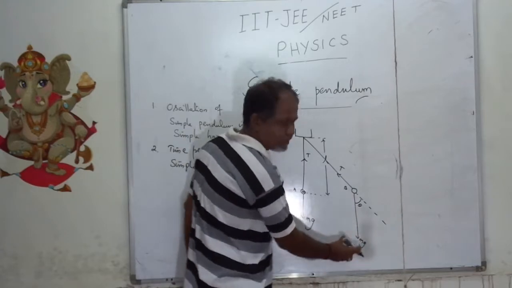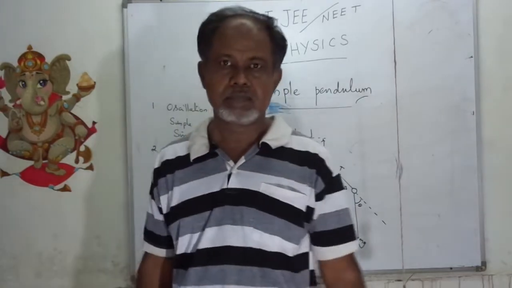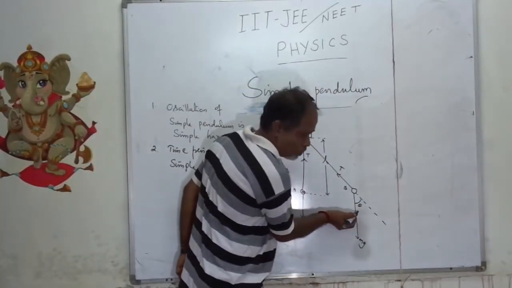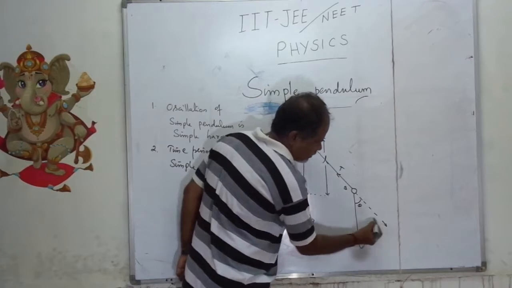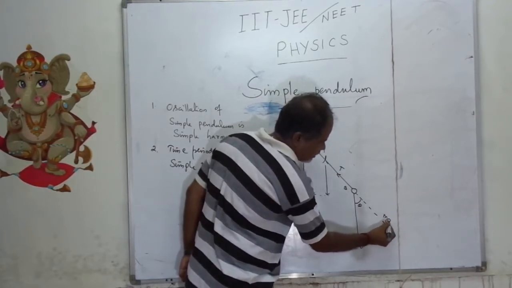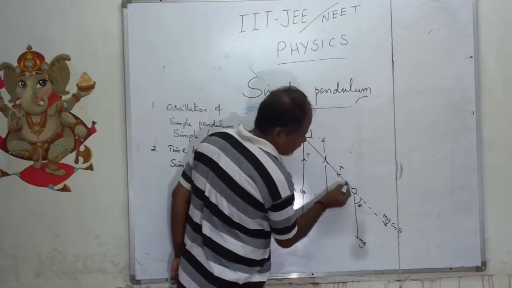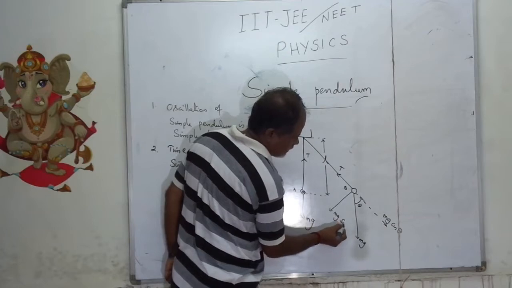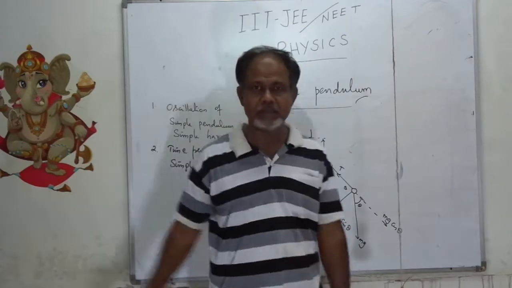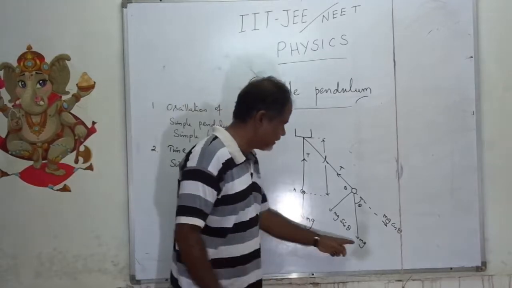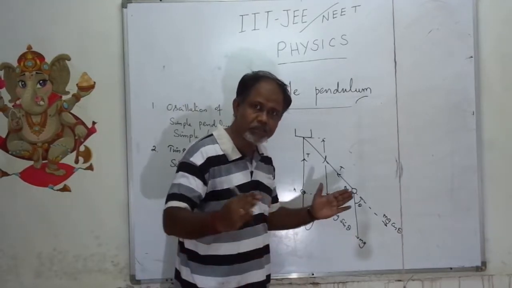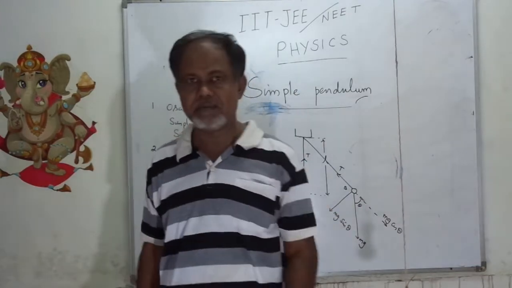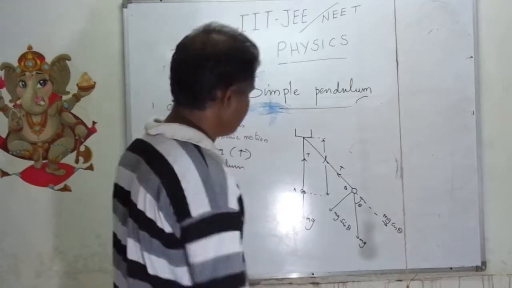Then this mg can be divided into two components, horizontal as well as vertical. The component along the string is mg cos theta. Perpendicular to this line, the component is mg sin theta. That means mg is divided into two components, mg cos theta and mg sin theta.